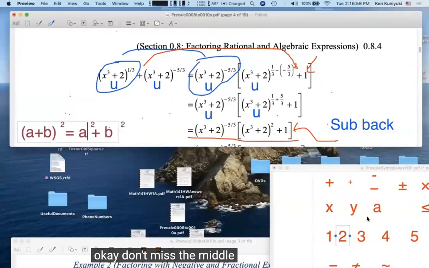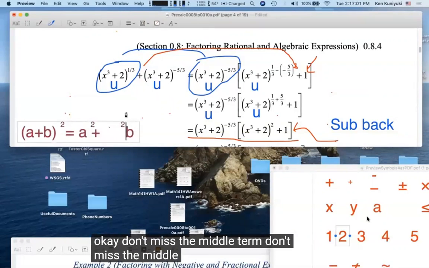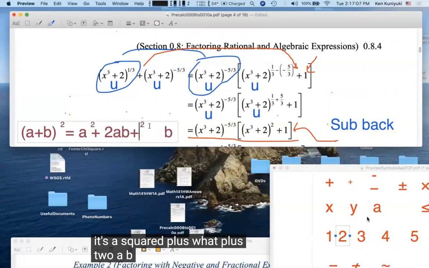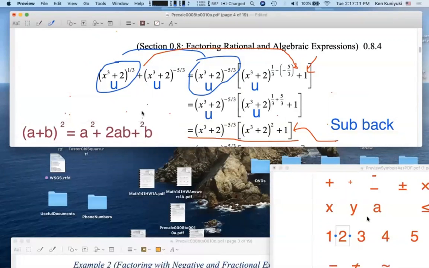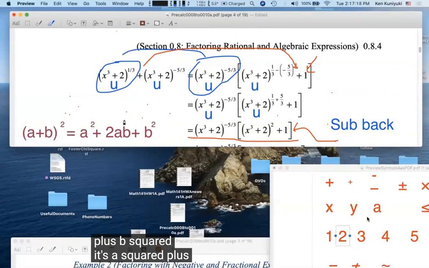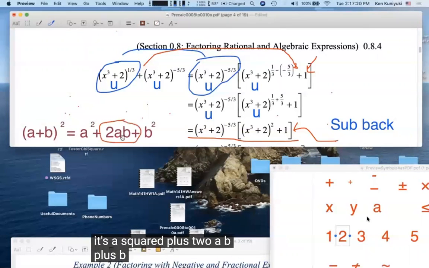Don't miss the middle term. It's a squared plus what? Plus 2ab plus b squared. The square of a plus b is not a squared plus b squared. It's a squared plus 2ab plus b squared.